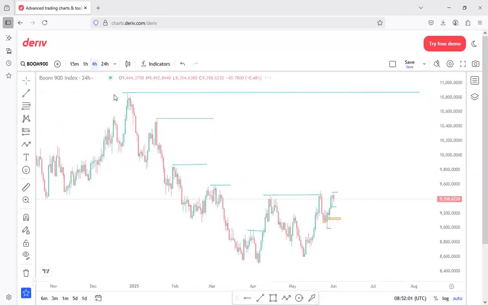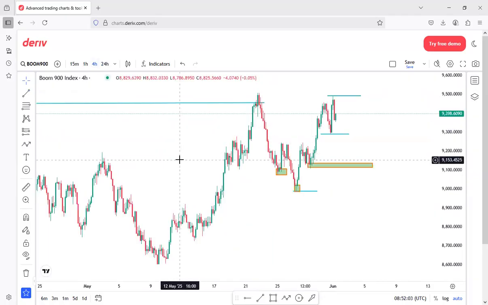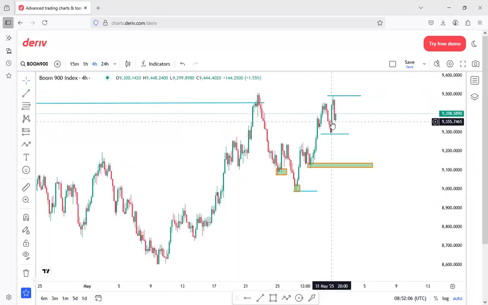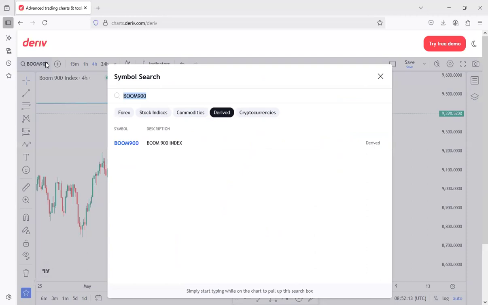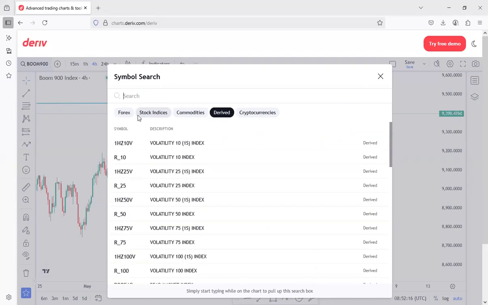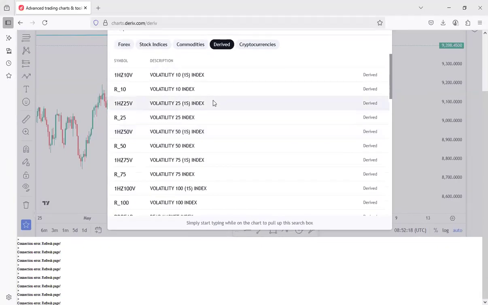If you go down to your lower time frames, notice that these highs are very close to each other. All right. Just be patient, wait for price to break, and then you're heading back up with price. Boom, it's a very nice one. So we'll be going down to the next one, which is our Crash 500.